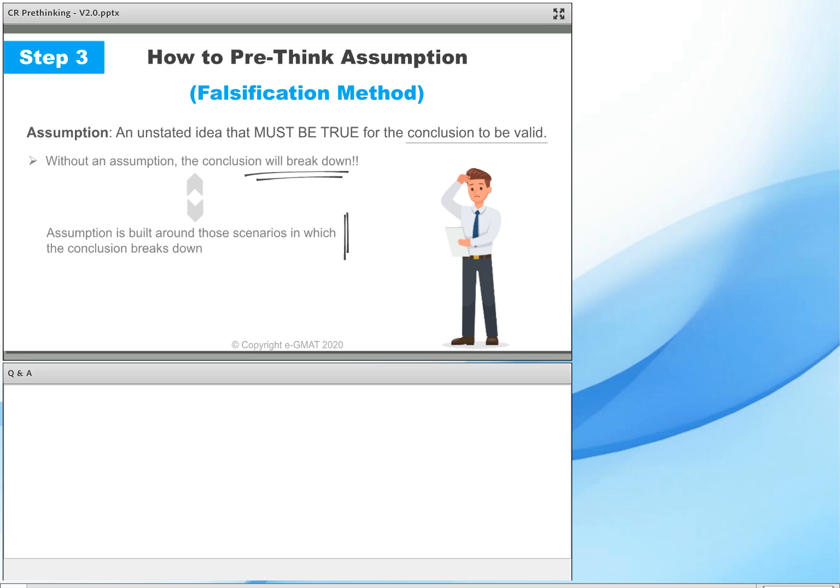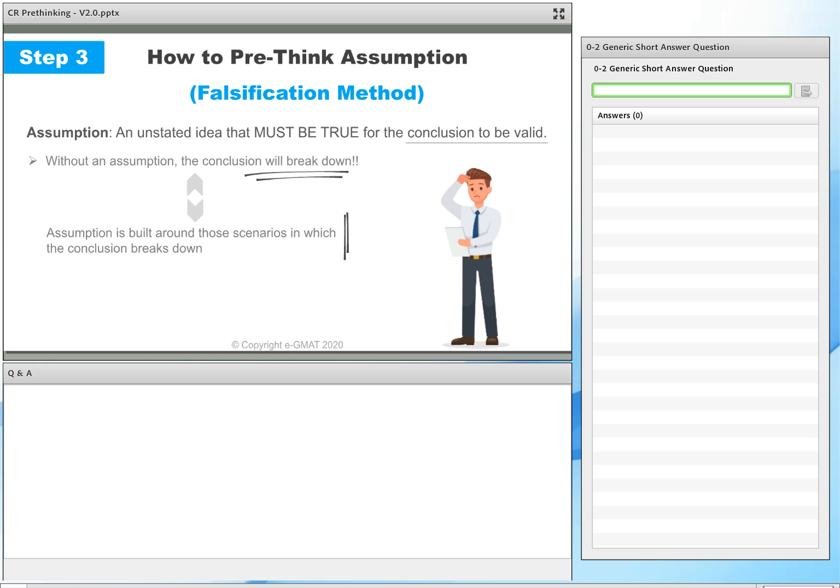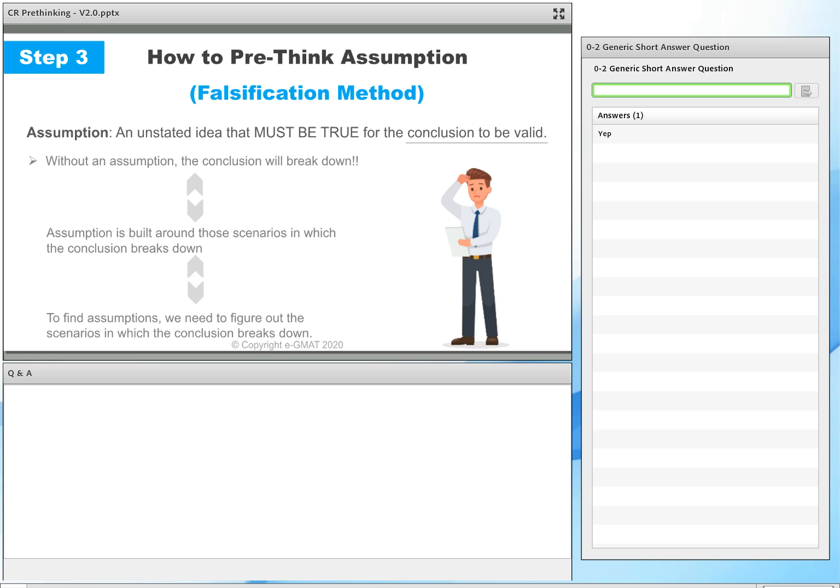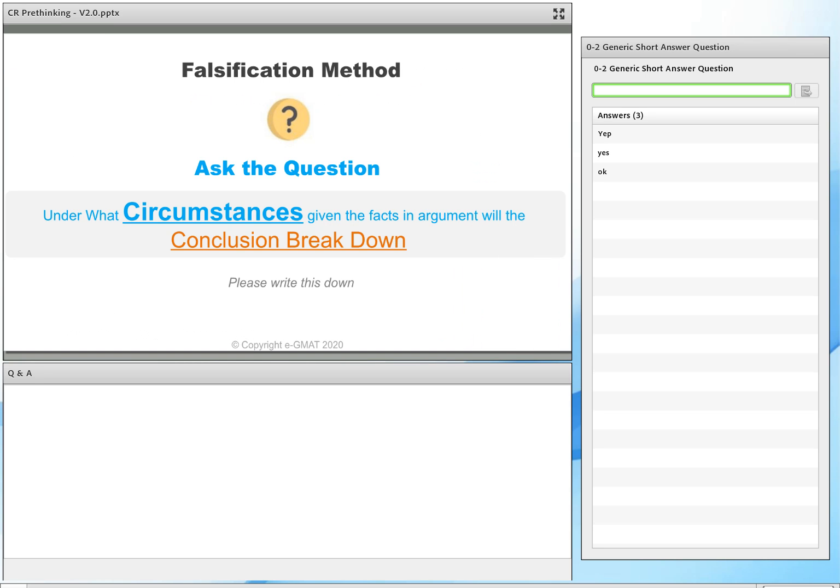Okay, does that make sense? Let's figure out where the conclusion breaks down, and then that's kind of where my assumptions are going to be, right? So that's kind of what it is. So to figure out what an assumption is, let's figure out where the conclusion breaks down. That's all that you have to do.